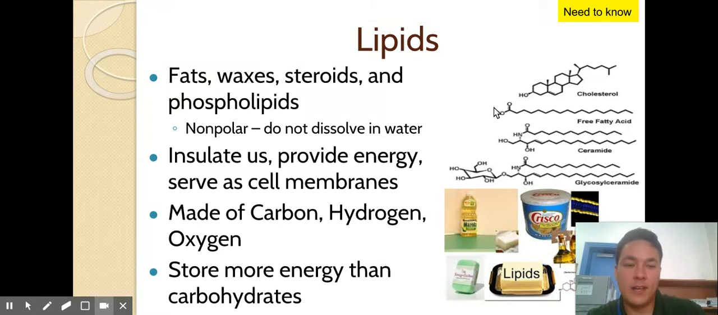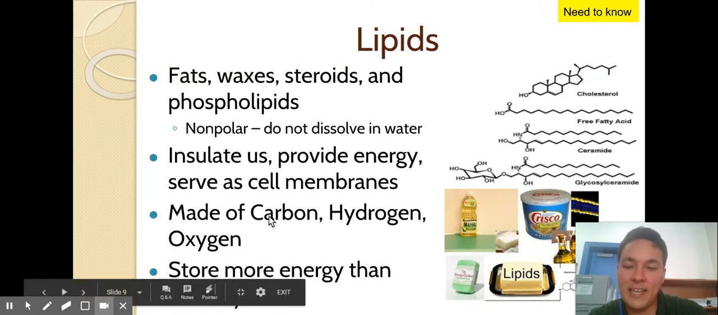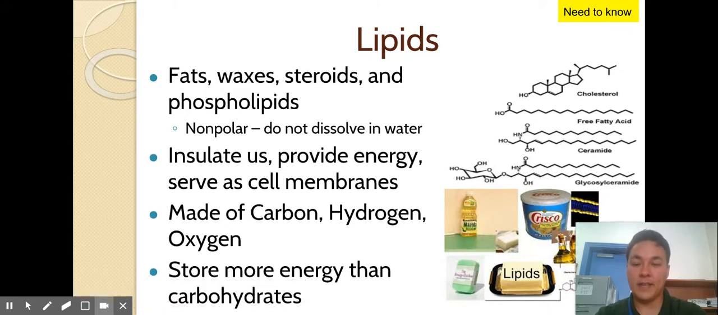Here come lipids. So lipids are made of the same elements, carbon, hydrogen, and oxygen. So this is a great example of how the structure of a molecule leads to its function. Even though it's made of the same elements, they're going to be very different than carbohydrates. That's because they have these long hydrocarbon tails. These fatty acid tails are nonpolar. They're full of carbons and hydrogens.